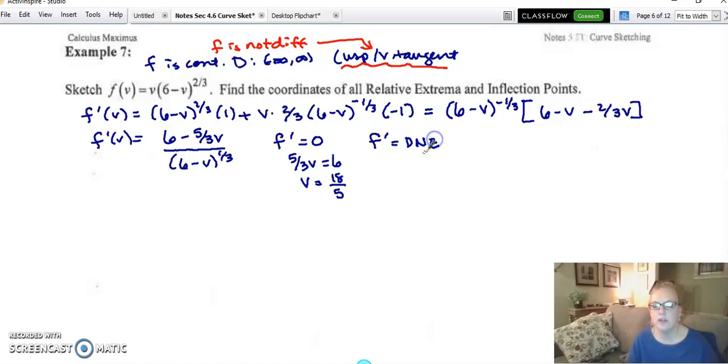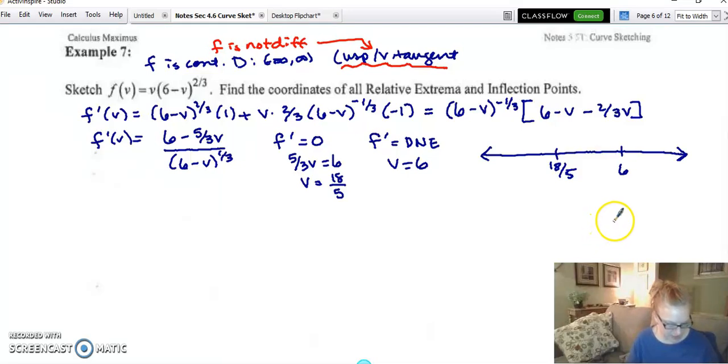Because remember, a cusp especially can be a max or a min, so that's still going to be a critical value. And that's going to happen when v is equal to 6. So v equal to 6. So we're going to go ahead and do our sign chart for this and see what we have. 5 goes into 18 3 something times, so 18/5 is down here. Then we have our 6, and we want to go ahead and run our test. We're going to have to just do a plug and chug.